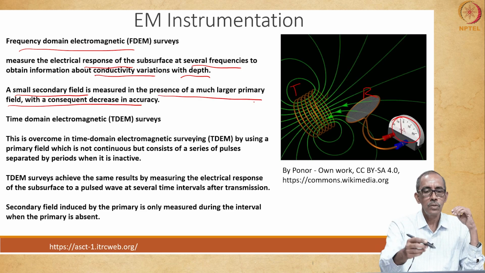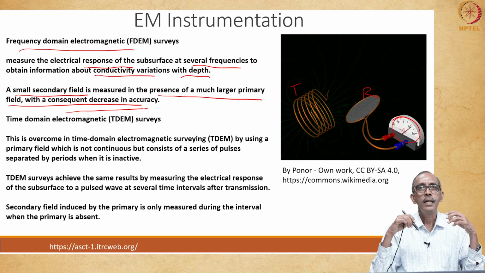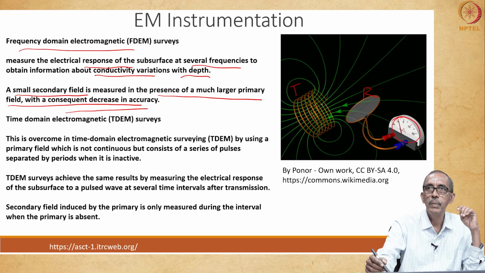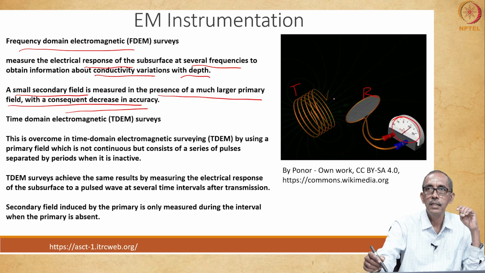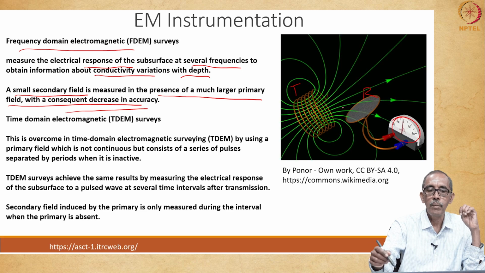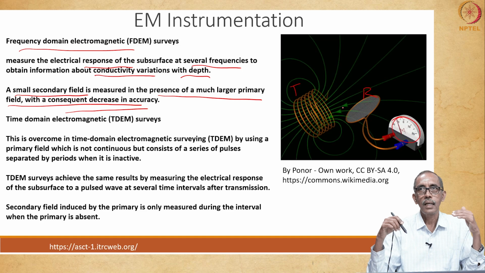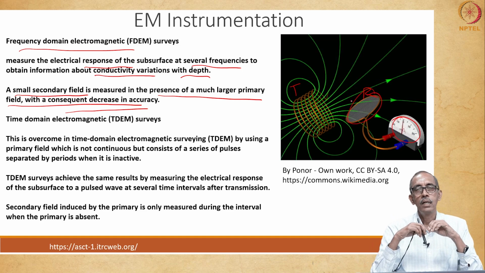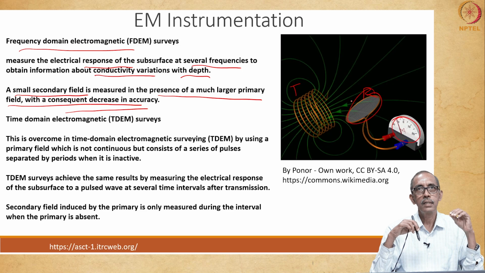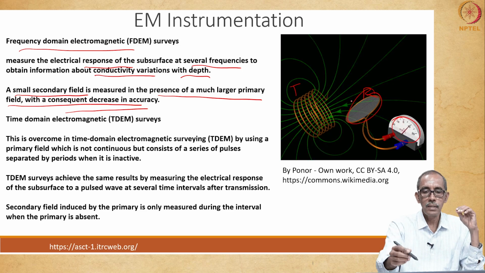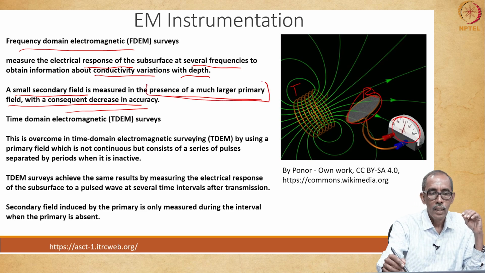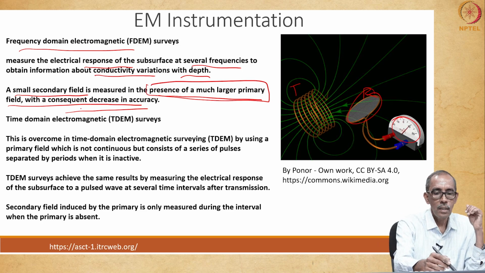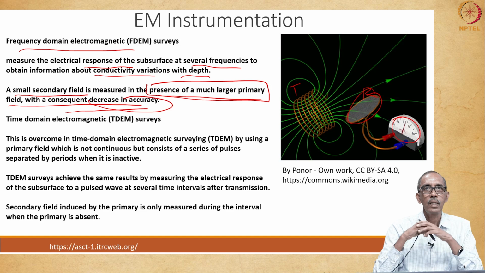So, this leads to some decrease in the accuracy of the measurement. Is it clear? That means here you can see intermittently in the animation the work is done, but in frequency domain the current will be continuously applied, and we will be receiving the signals. So, the receiving of signals is made in the presence of a larger primary field which we are continuously generating. So, this leads to some decrease in the accuracy.